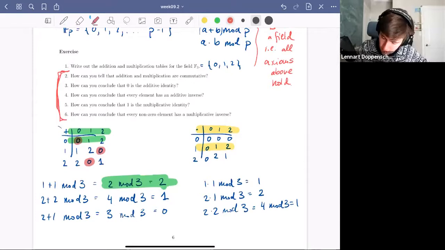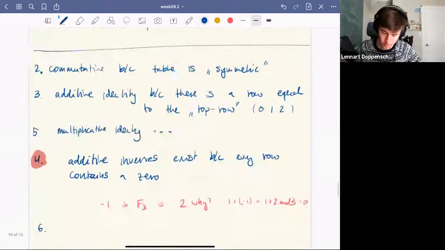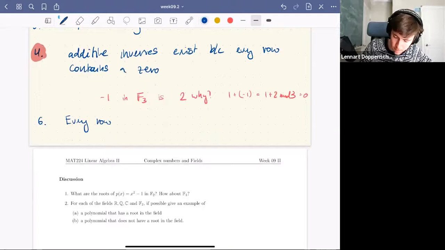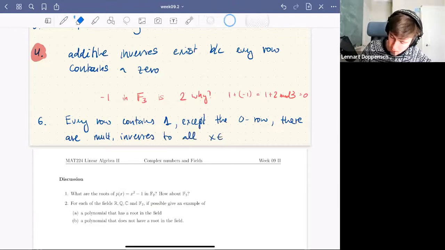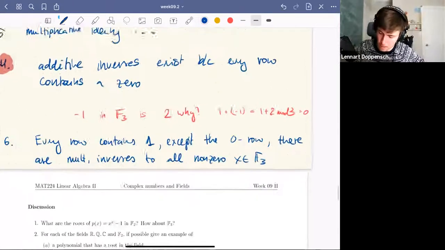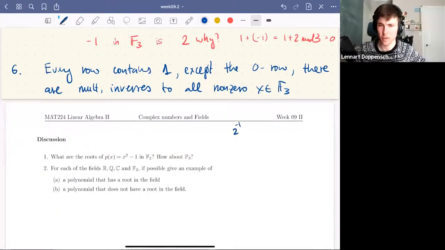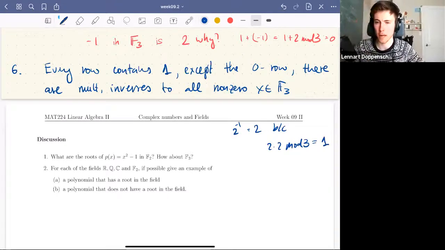And the same is true for multiplicative inverses. Here, in every column there is a 1, except for the 0th column and the 0th row. So this means that every row contains a 1, except the 0 row. So multiplicative inverses exist for all non-zero x in F3, which are literally just 1 and 2. And to test this, what is the inverse of 2? 2 inverse is equal to 2, because 2 times 2 mod 3 is 1. And that's the condition: an inverse is a number that multiplies with the original number to give 1.